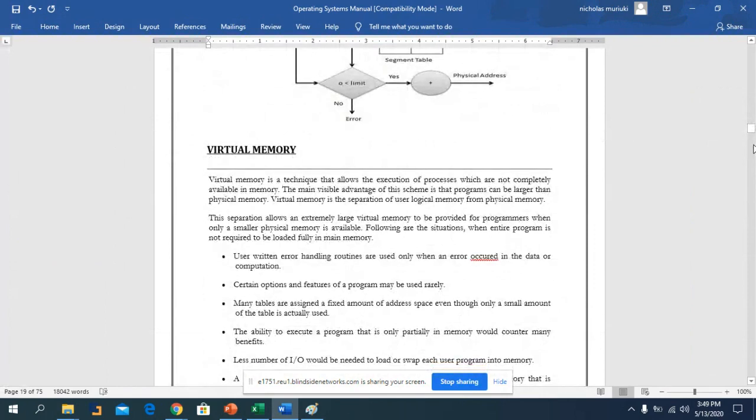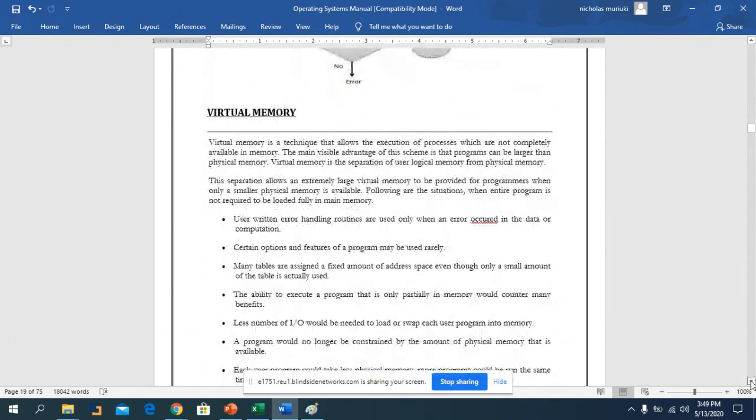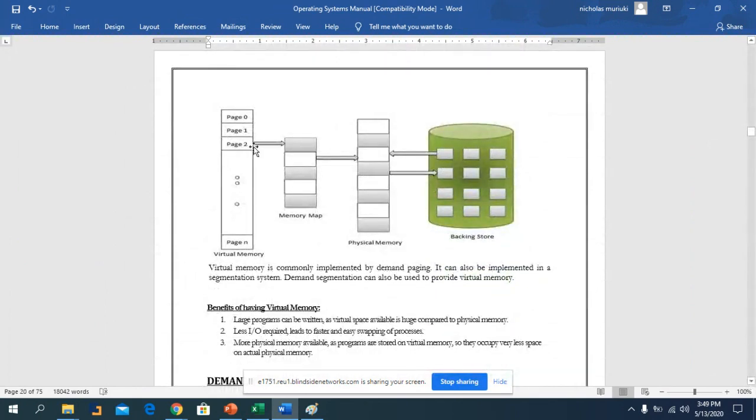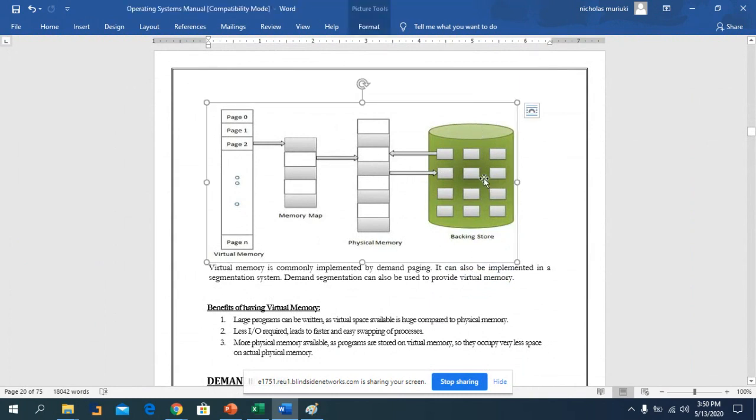In virtual memory, we are using a hard disk. If the memory cannot accommodate everything, because we always use memory for execution, we can take it to the secondary storage, waiting to be executed, instead of telling the user, okay, we don't have enough memory for that. If you look at this, we have pages, memory map, then we have physical memory and the backing storage. This backing storage, we can call it the secondary storage.